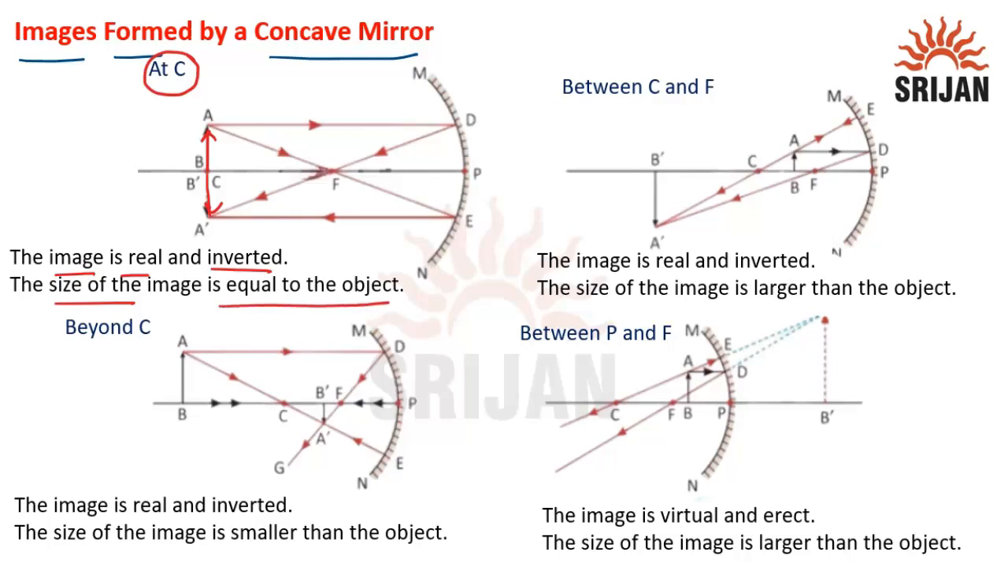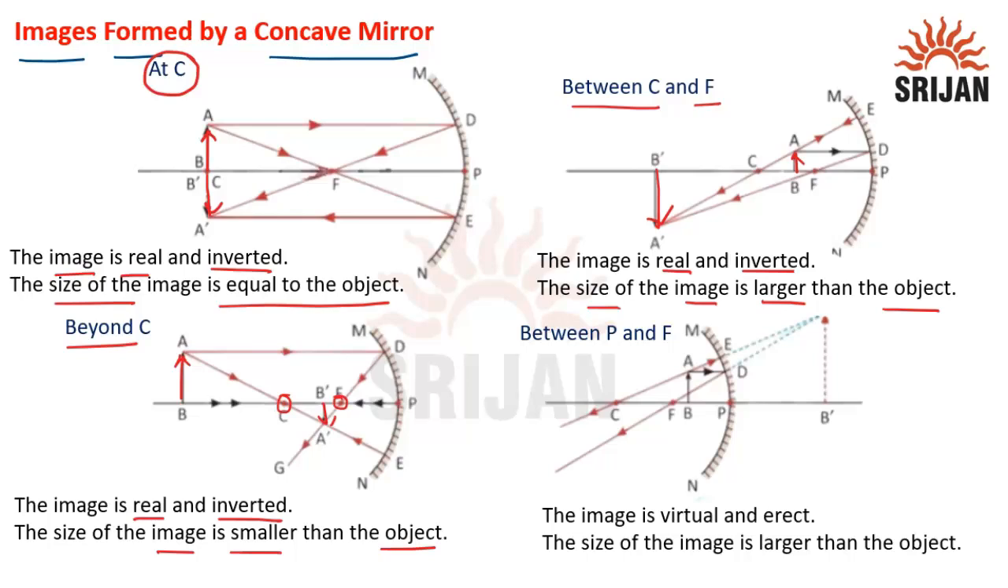Now when the object is between the center of curvature and the focus, so this is the object. We can see the object is beyond the center of curvature. This is real and inverted. The size of the image is larger than the object. When the object is beyond the center of curvature, now we can see that the image is formed between the C and F. Now the image is real and inverted. The size of the image is smaller than the object.